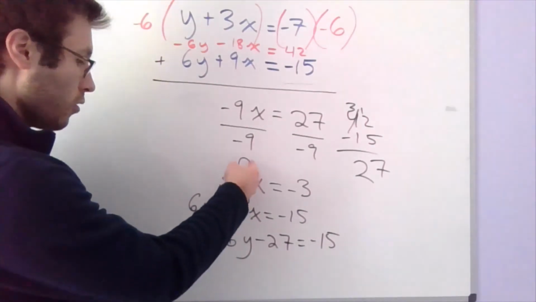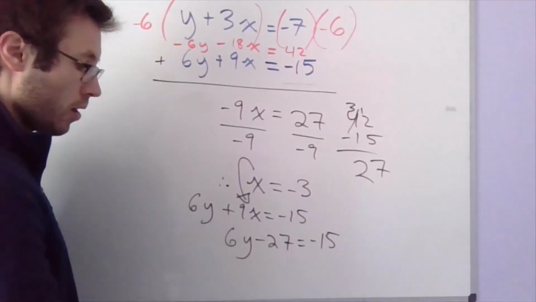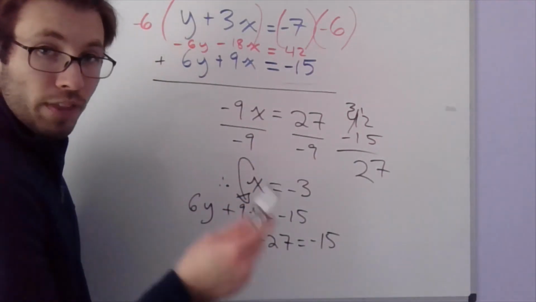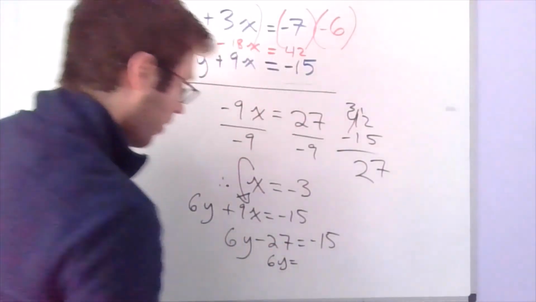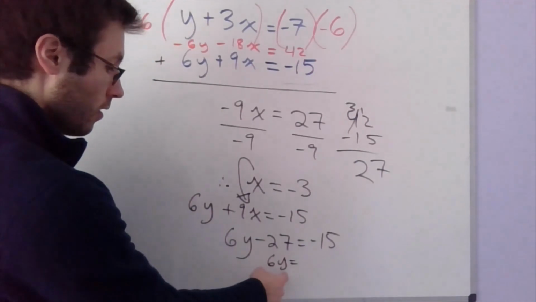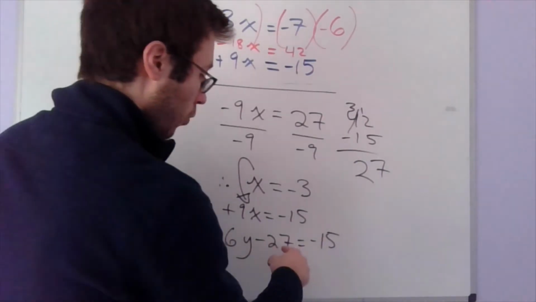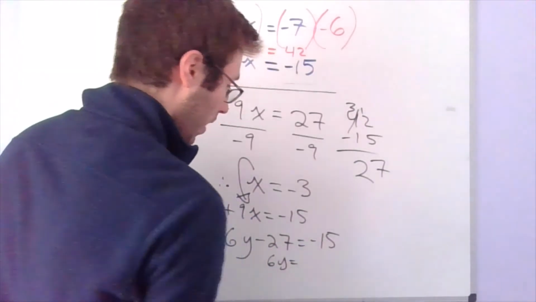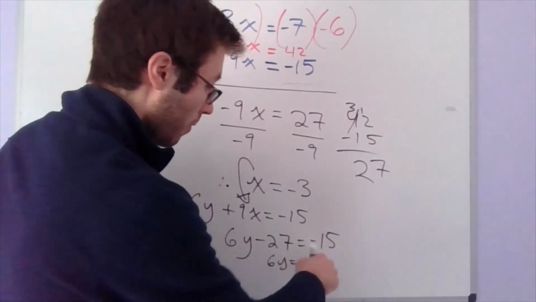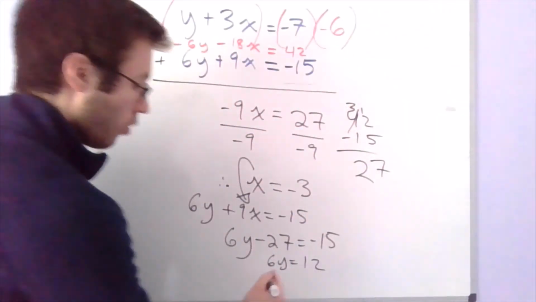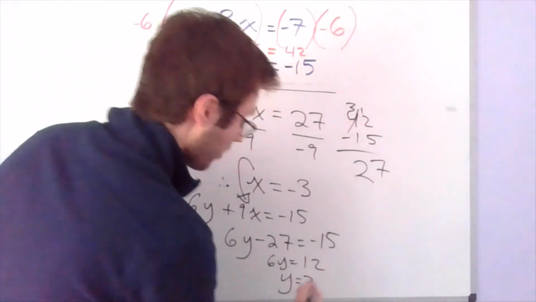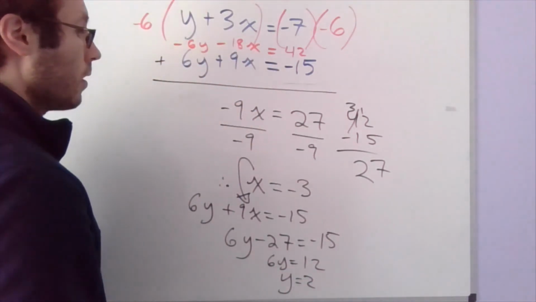So I'm going to substitute what x is numerically into one of my equations. What that allows me to do is it allows me to figure out what y is. So I have 6y right here, and then you're going 27. I'm adding 27 on both sides. So 27 minus 15 is 12. So y, therefore, must be equal to 2.